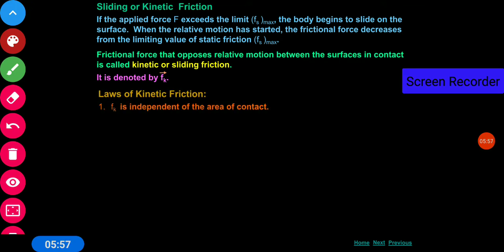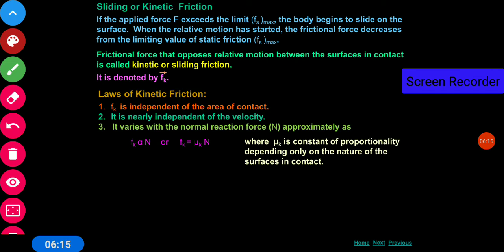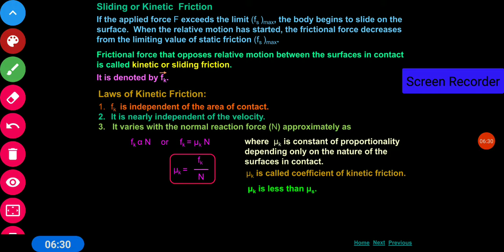Laws of kinetic friction, again, Fk is independent of the area of the contact. It is nearly independent of the velocity. It varies with the normal reaction force approximately as Fk is proportional to N, or Fk is equal to mu k N, where mu k is a constant of proportionality depending only on the nature of the surface in contact. Mu k is equal to Fk upon N. Mu k is called the coefficient of kinetic friction. Mu k is less than mu s.